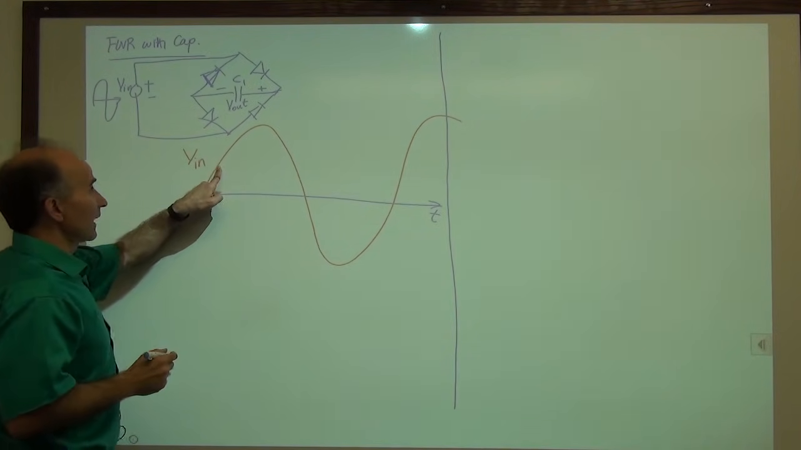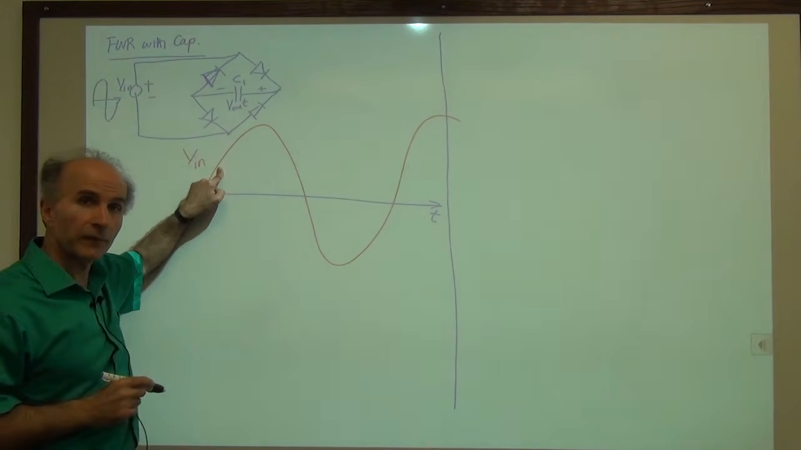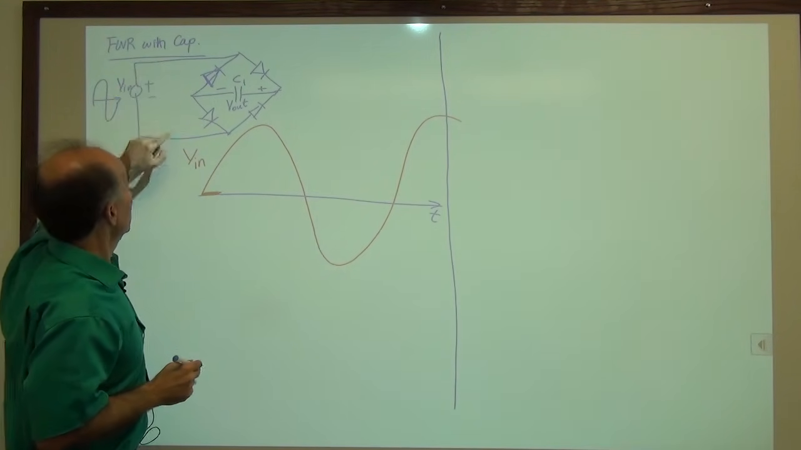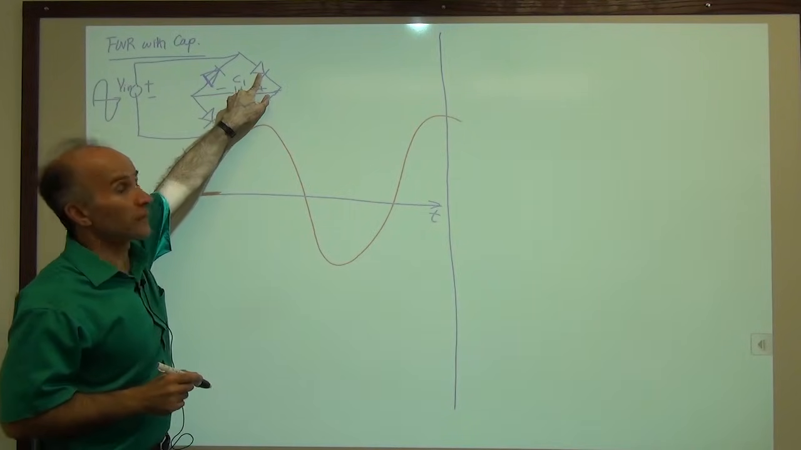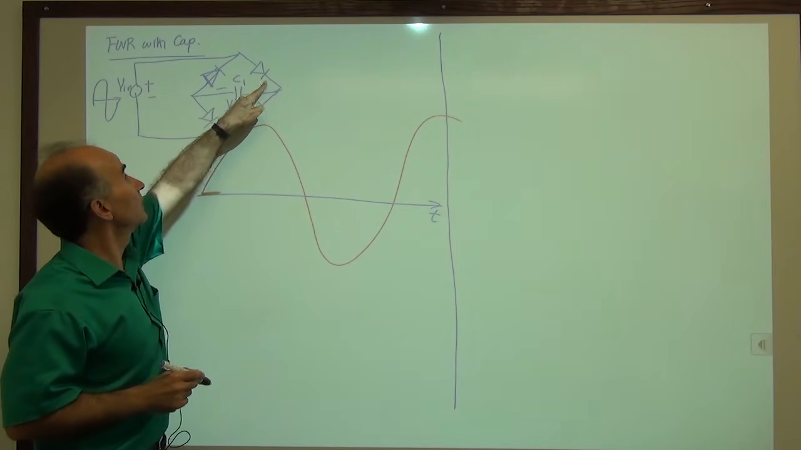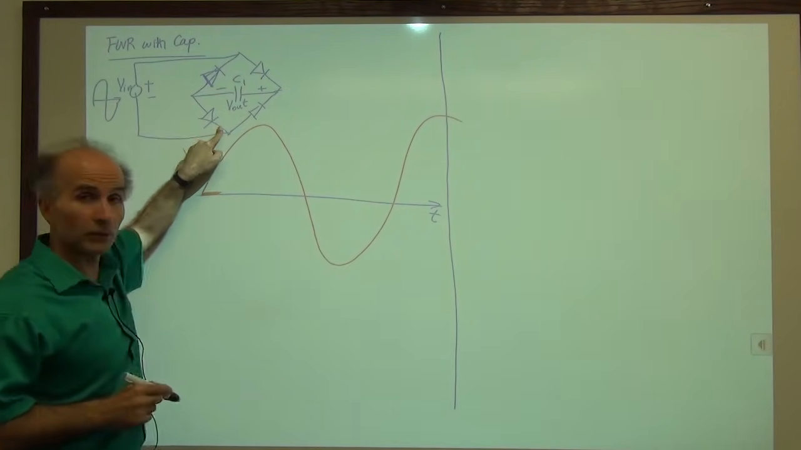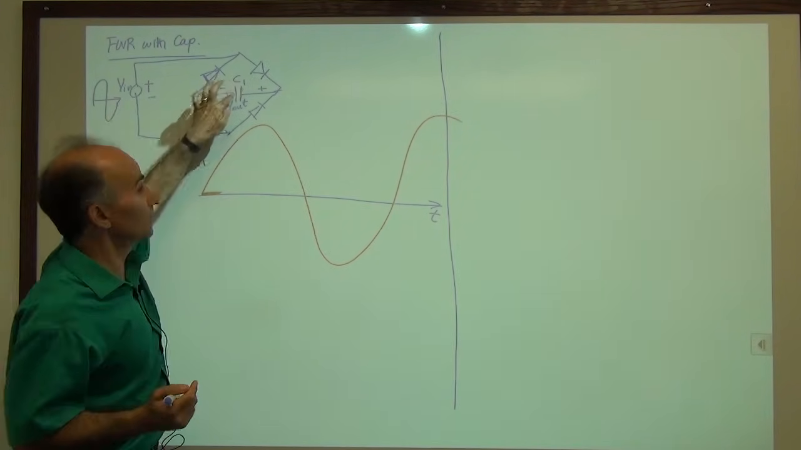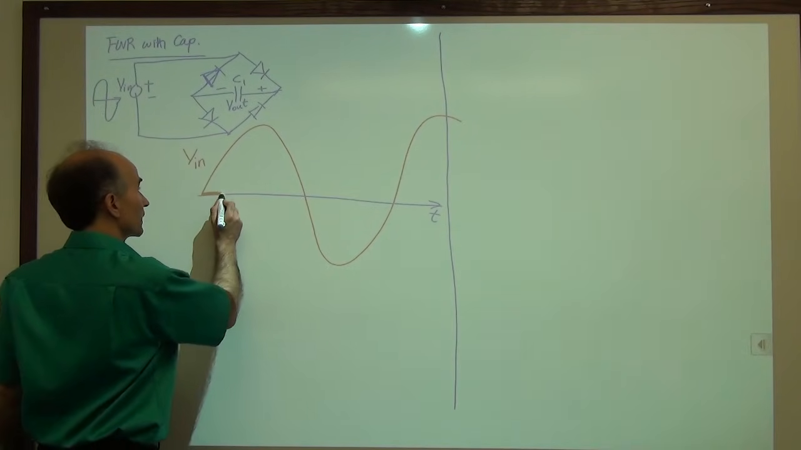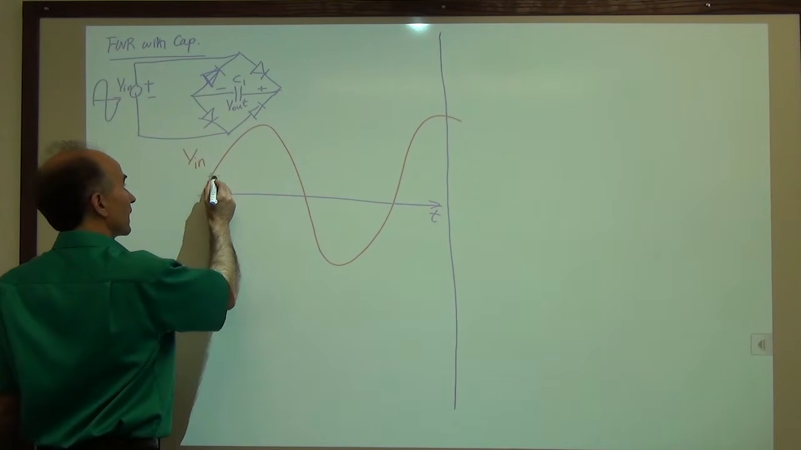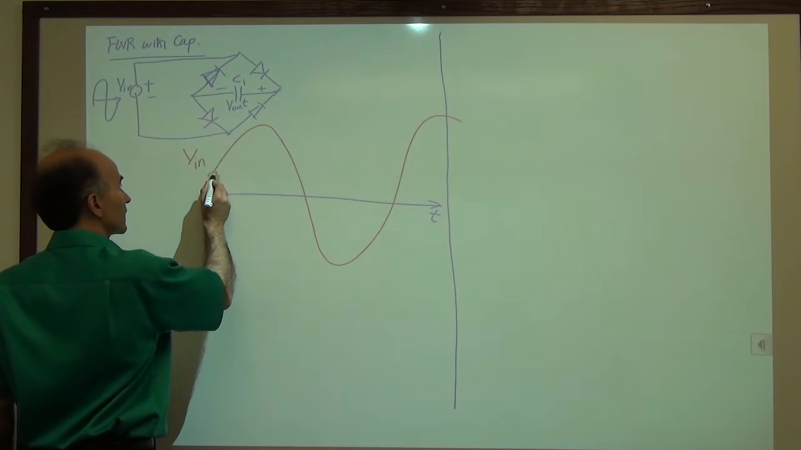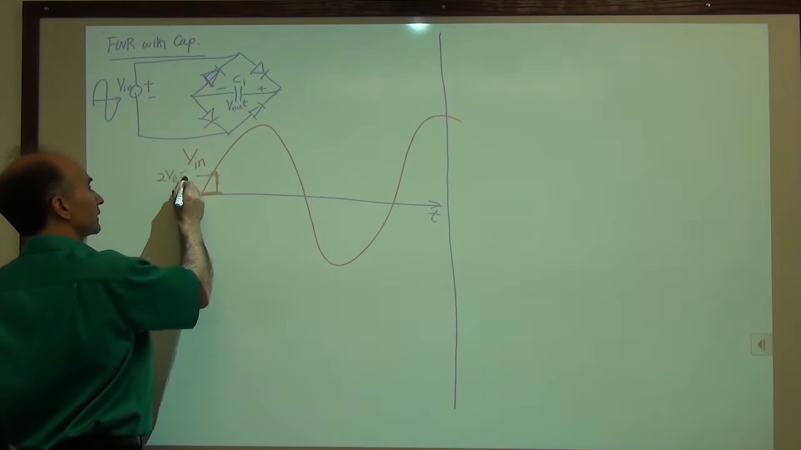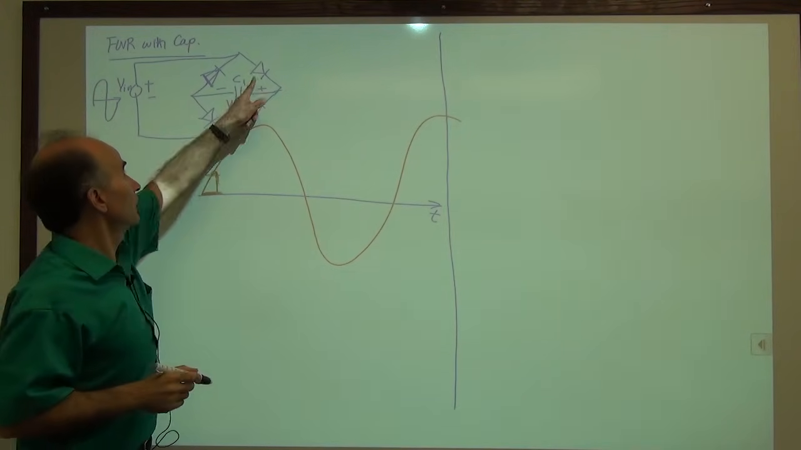And once Vin reaches a sufficient voltage, how much is that voltage? What voltage do we need from here to here to turn on the diodes? We need to turn on this diode and this diode. So we need 2 diode drops at the input to turn on these 2 diodes. So once the input reaches 2 VD on, then this diode and this diode turn on.